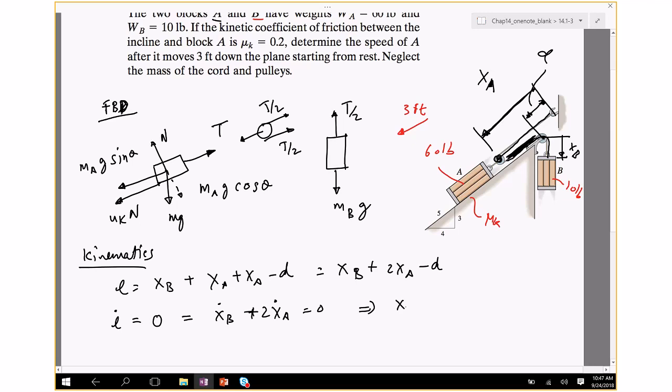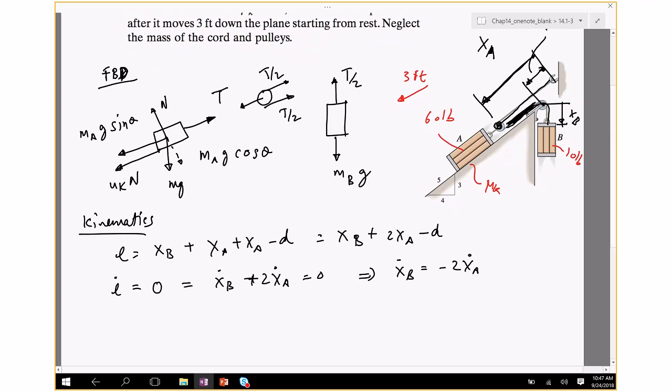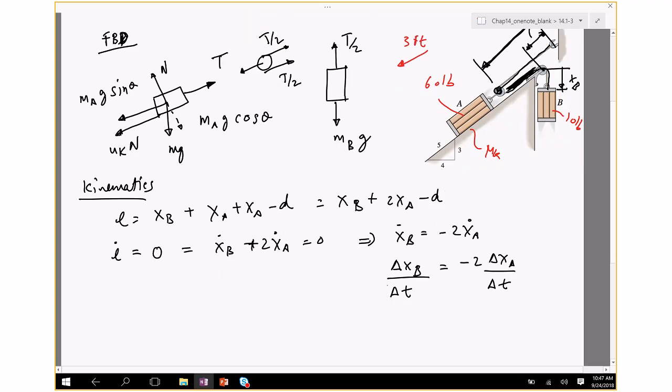So XB dot is minus 2XA dot. Okay. Now there's another way of writing this. It says that delta xb, and this was probably a confusion on Piazza. People ask this question. XB dot is delta xb divided by delta t, minus 2 delta xa divided by delta t, right? That's the definition of velocity. It's change in position divided by change in time. We can cancel this off, which is effectively saying that delta xb is minus 2 delta xa. So the displacement of b is equal to minus twice displacement of a. That's the relation I was after.